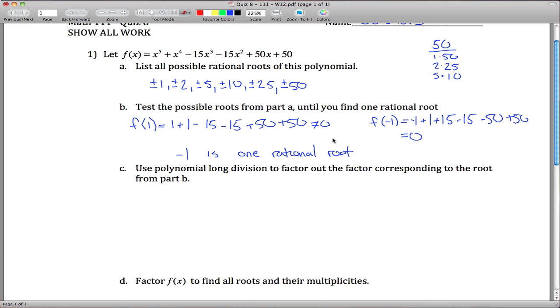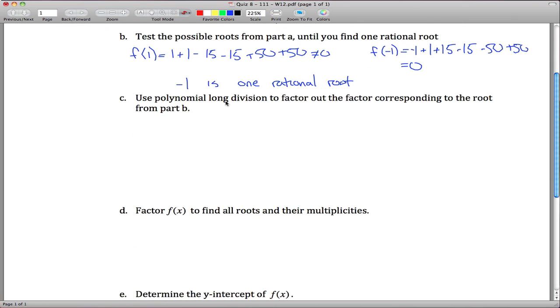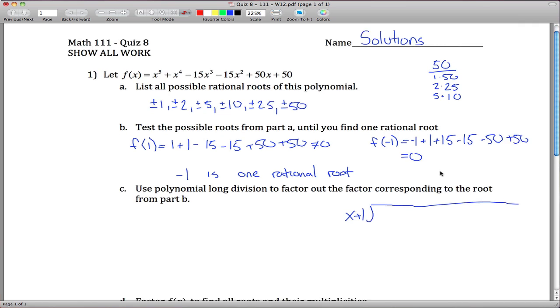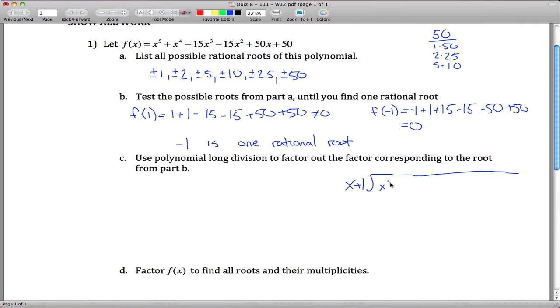So I have that negative 1 is one rational root. Using that, I can now use polynomial long division. If I know negative 1 is a root, I know that x plus 1 is a factor. So x plus 1 must divide evenly into x to the 5th plus x to the 4th minus 15x cubed minus 15x squared plus 50x plus 50.